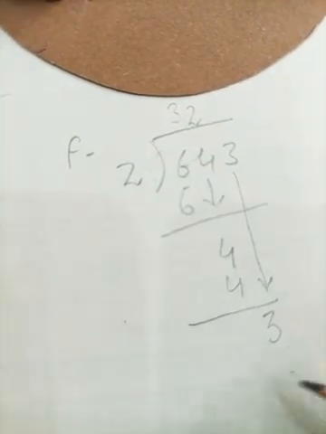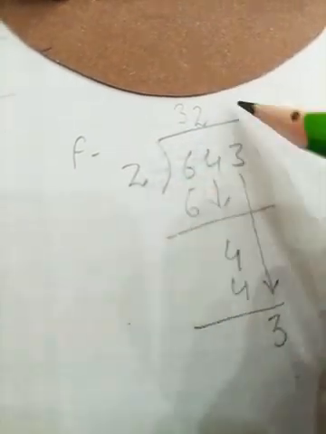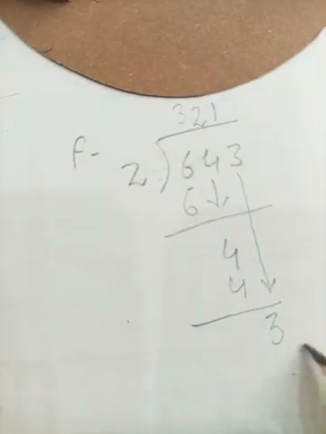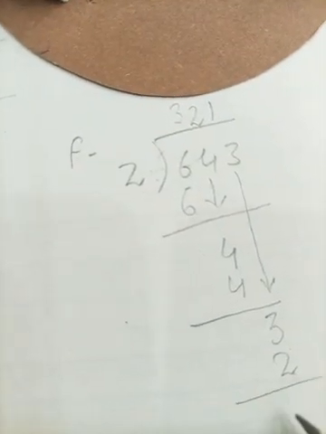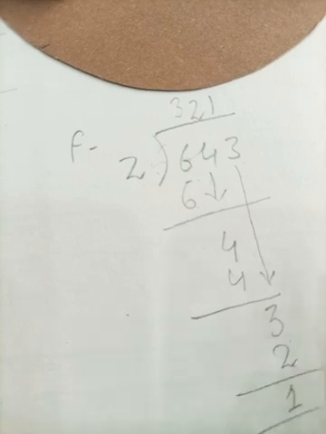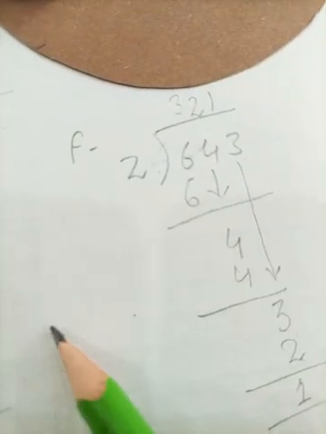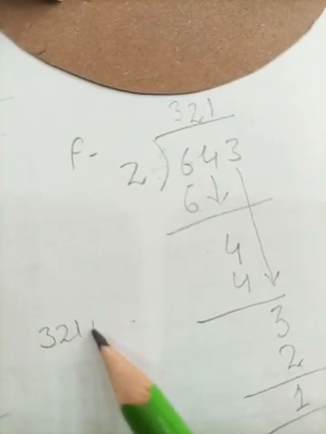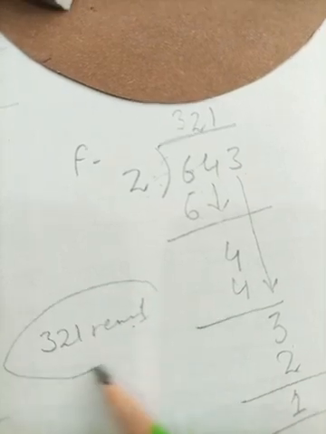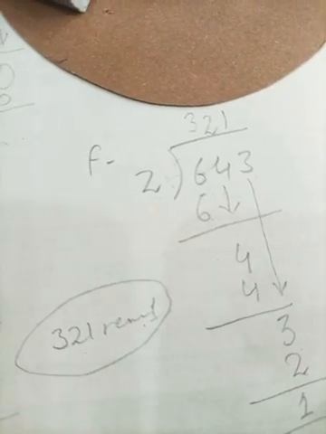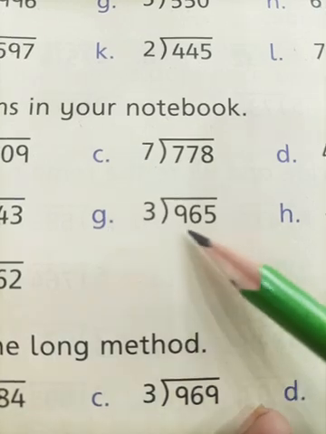Now I'll get the number 3. Now students, 3 is quite bigger than my divisor. So I will take 2 ones are 2 here, remaining with the remainder 1. Now students, how can I write my answer? 321 with the remainder 1. I can write my answer like this.